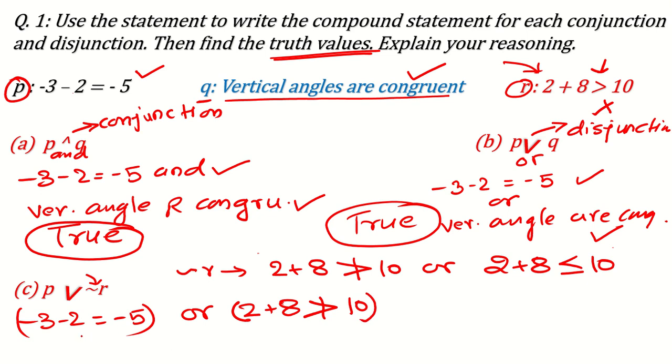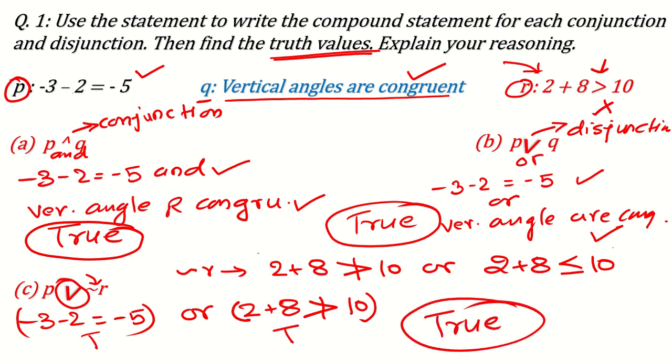So what do you think? This is true. This is also true. Yes, 2 plus 8 is not greater than 10. It is equal to 10. Yes, so both the statements are true. Even if one is true, because here we are using the word or, disjunction, its truth value is true.